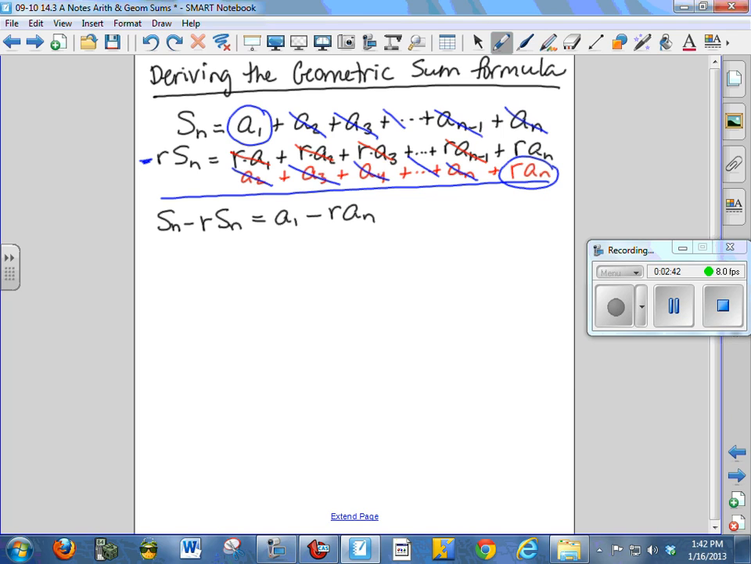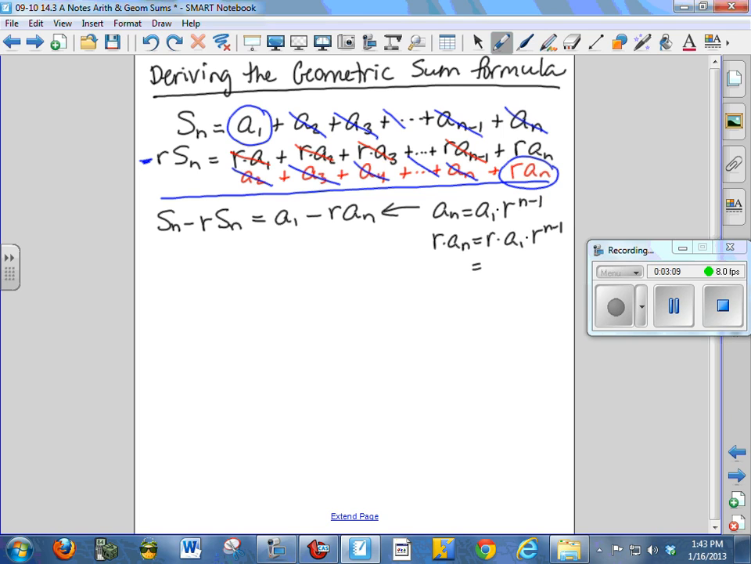I'm going to rewrite a sub n because I recall from what I learned about geometric sequences that a sub n is equal to a sub 1 times r to the n minus 1. So if I simplify this, if I multiply that by r, r times a sub n is r times a sub 1 times r to the n minus 1.